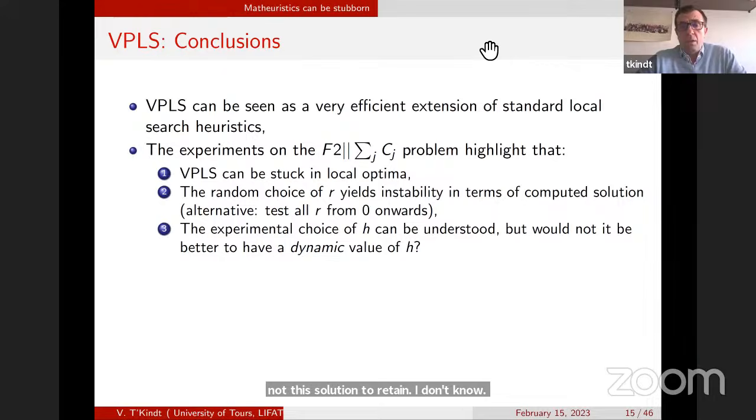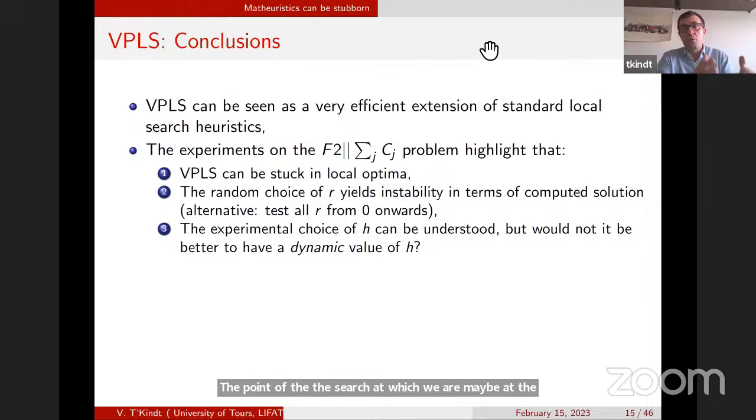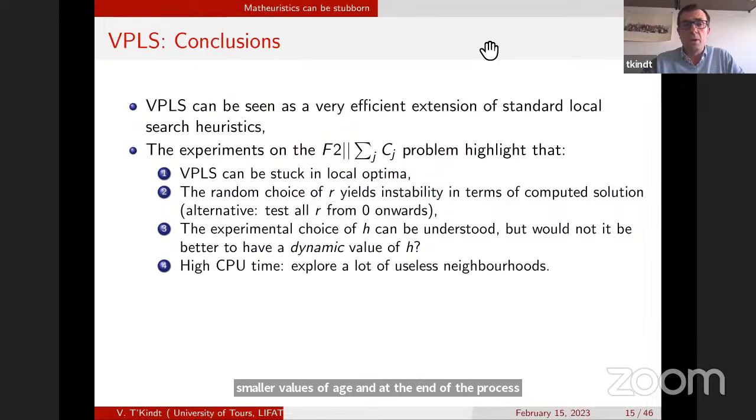Another option concerns fixing the value of H. We can understand fixing it to 12 because it's a good trade-off, but possibly it could also be nice to have a dynamic value of H depending on the point of the search at which we are. Maybe at the beginning smaller values of H, and at the end of the process larger values of H, possibly. We don't know. And another remark is that it's really time consuming. This is a point you have to take care about when you deal with Matheuristics. Trying to save time is a big deal. It's something really important.